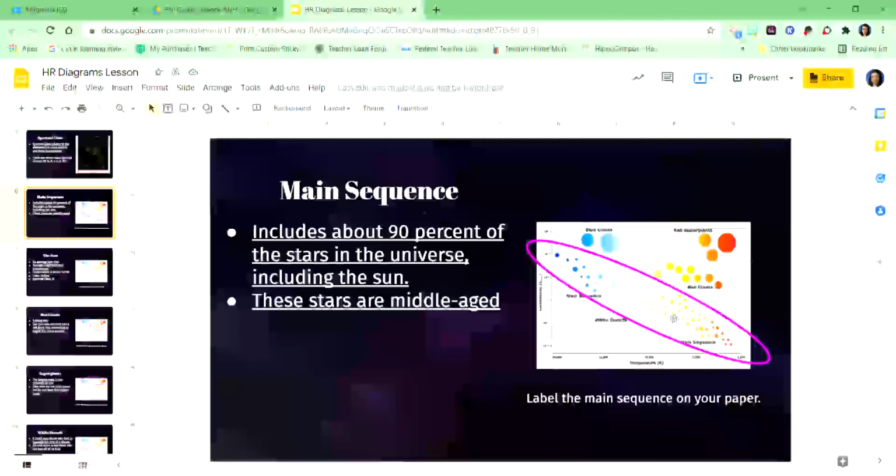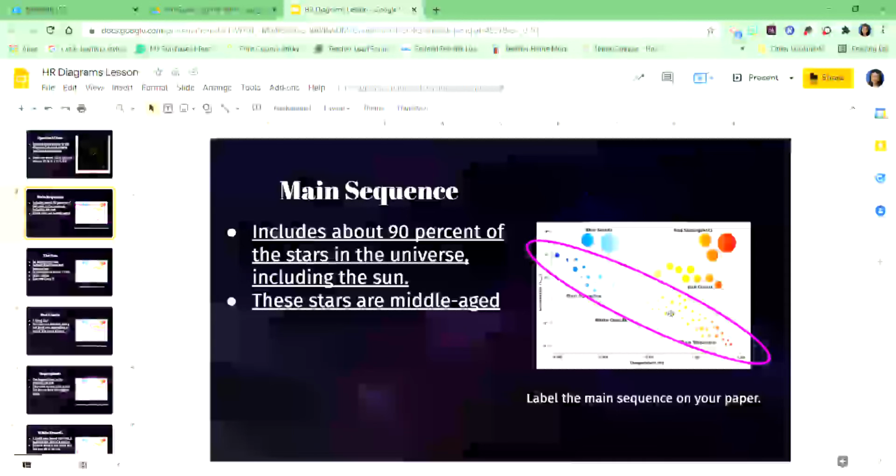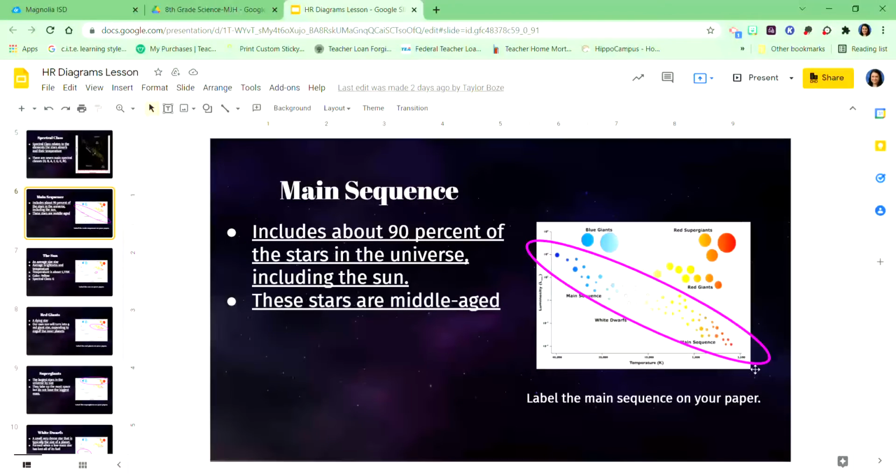The main sequence is these stars right here, this group of stars. It includes about 90% of the stars in the universe, including our sun. So our sun would be like right here because it's yellow. And all of these stars are middle-aged. That means they're not baby stars, but they're not old stars. And it's this entire range right here. That's why there's so many. That's why 90% are included right here because it's such a big chunk of the graph.